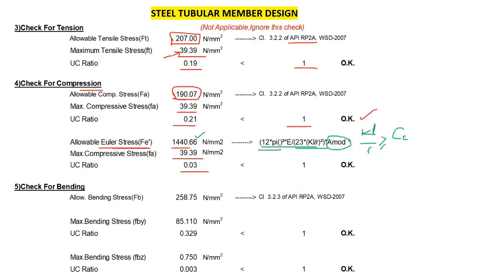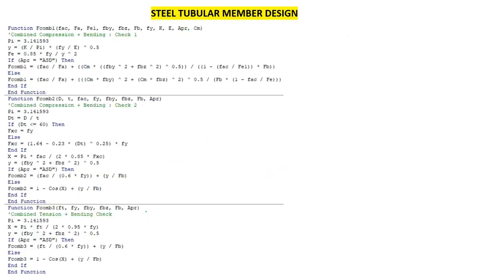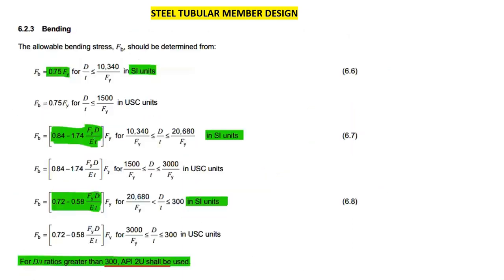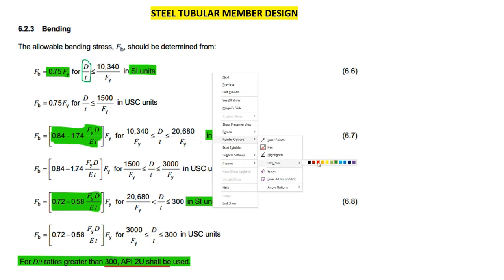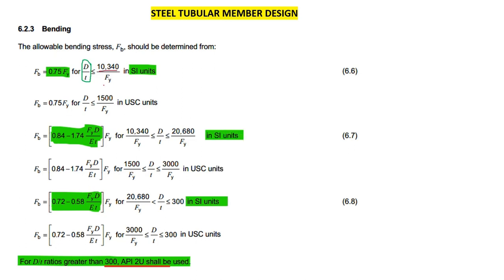This is for the bending. Allowable bending stress, how we are calculating, I will show you here. Allowable bending stress also depends on the D by t value, diameter by thickness. If diameter by thickness is less than 10,340 by Fy in SI units, with Fy in MPa, then you can take directly 0.75 Fy.